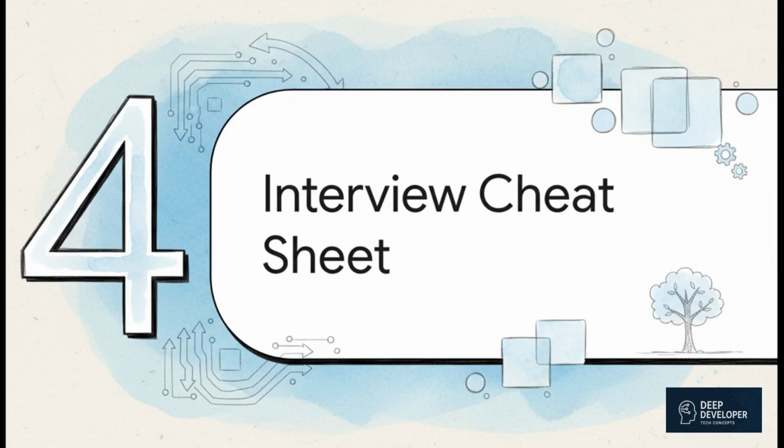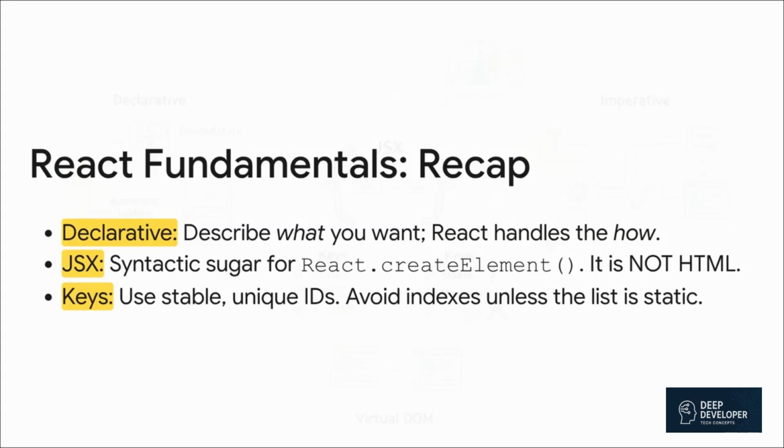So let's wrap this all up with a nice, clean cheat sheet that really drives home the why behind these core React concepts. Okay, this is your takeaway slide. If you're going to remember anything from this, make it these 3 points. 1. React is declarative. You tell it what you want, and React figures out how to do it. 2. JSX is not HTML. It's just a nice-looking shortcut for writing JavaScript functions. And 3. For lists, always use stable, unique IDs for your keys. Avoid the array index unless you have no other choice.